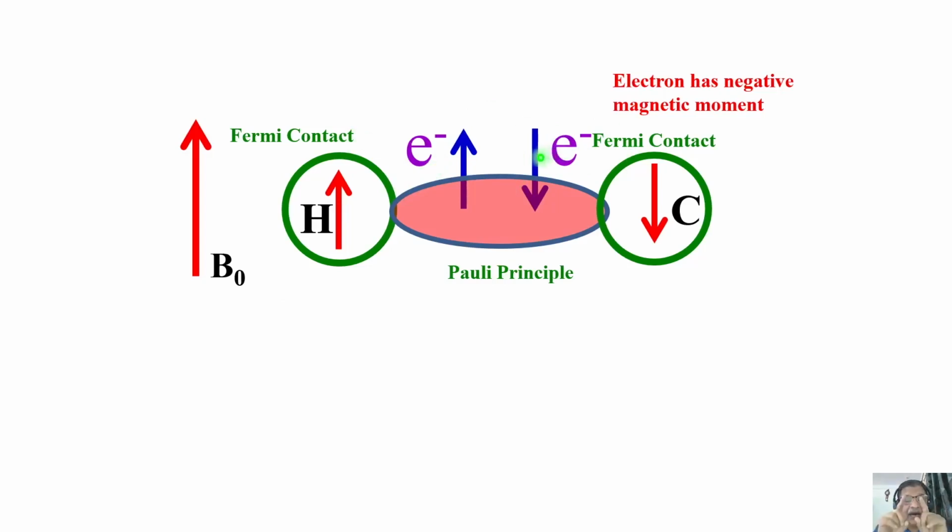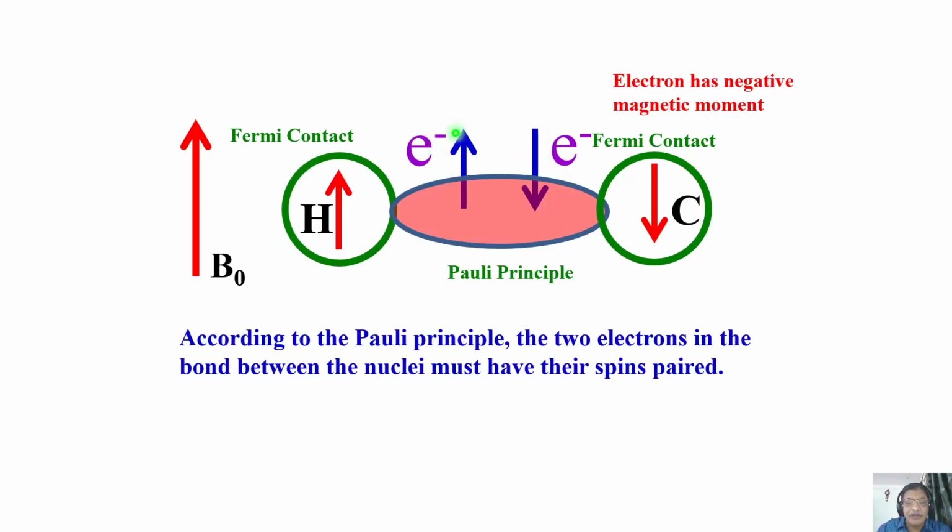Now you understand the Pauli principle. What does the Pauli principle say? These two electrons should be paired. The two electrons in the bond must be paired. So when this is in the direction parallel to the field, this must be opposite to this electron. Because of this orientation parallel to the field, I know the orientation of this electron, and as a consequence, I know the orientation of this bonding electron.